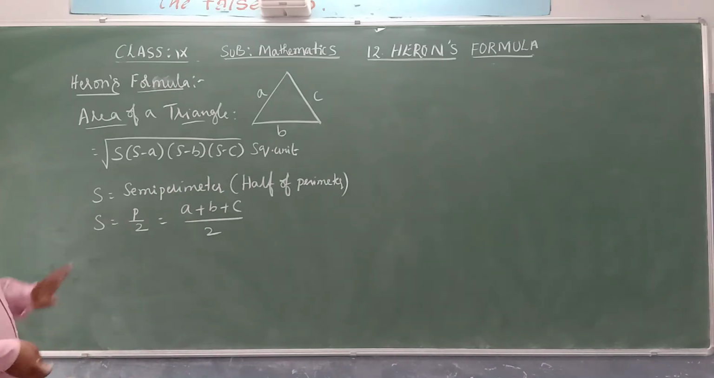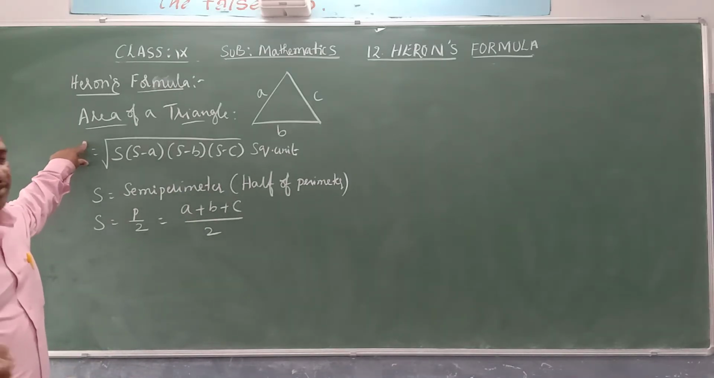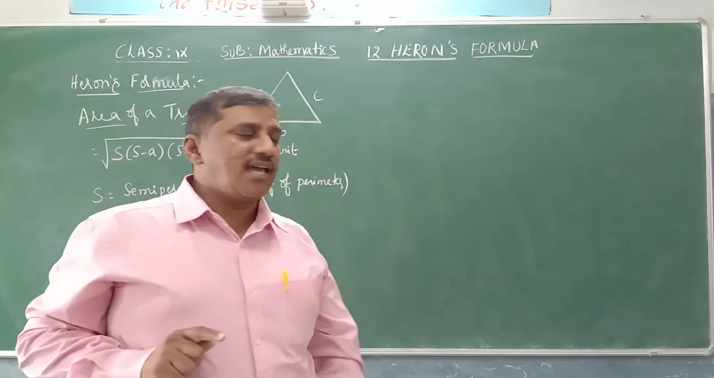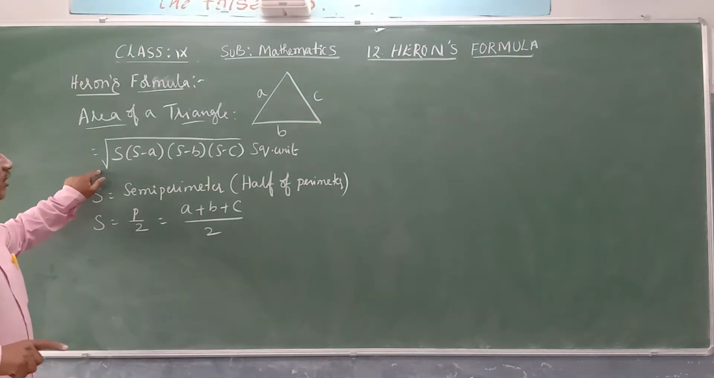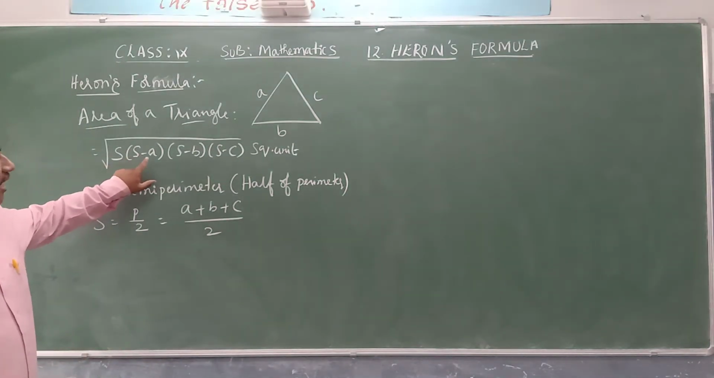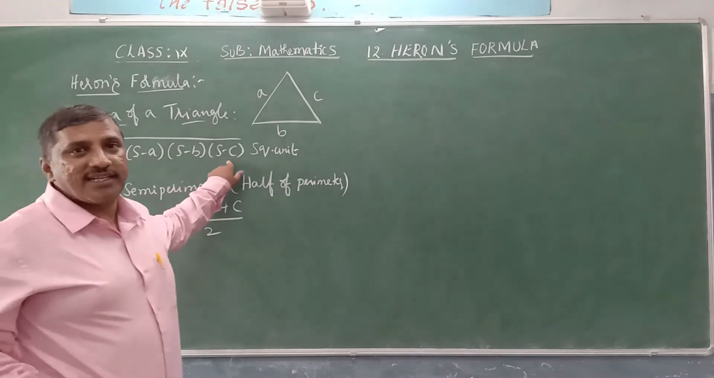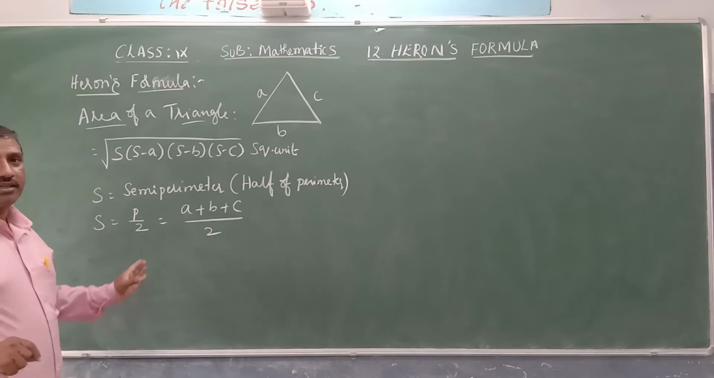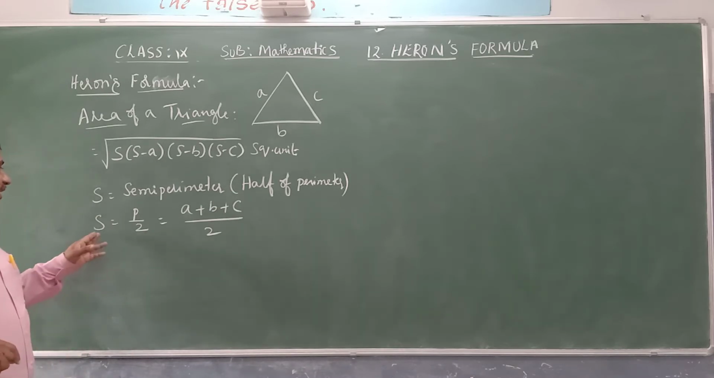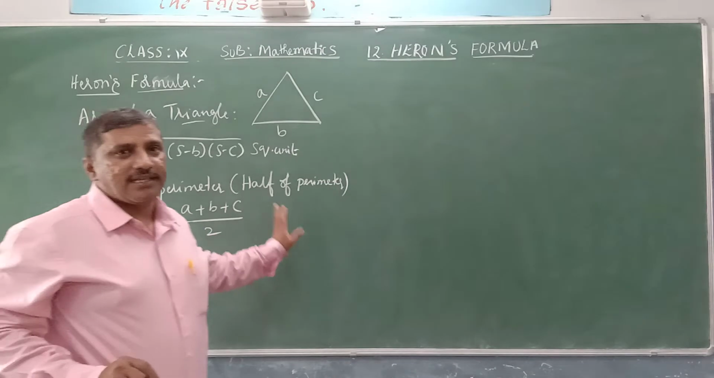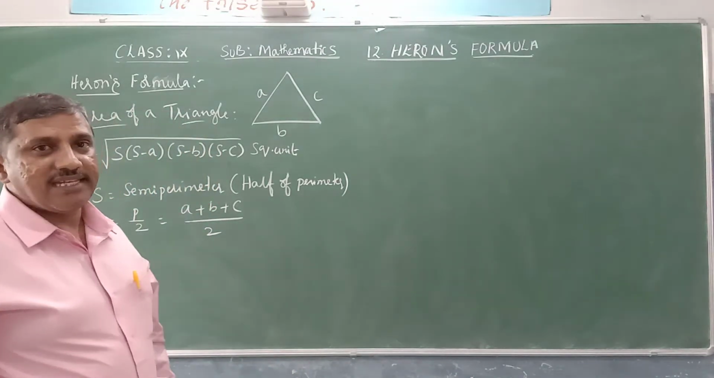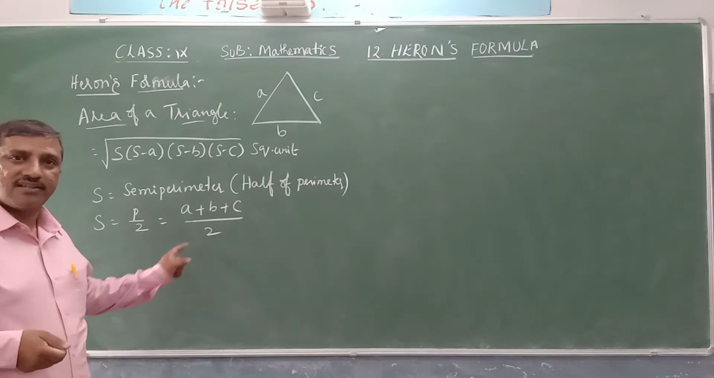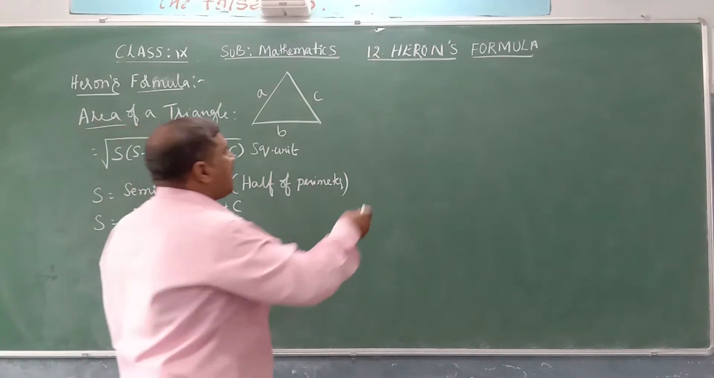So what is Heron's formula? It is used to find the area of a triangle when we know the three sides of the triangle. It is square root of s into s minus a into s minus b into s minus c square units, where s is the semi-perimeter, that is half of the perimeter. That is s is equal to a plus b plus c by 2, where a, b, c are the lengths of the three sides of a triangle. Is it clear, children? Now we discuss an example.